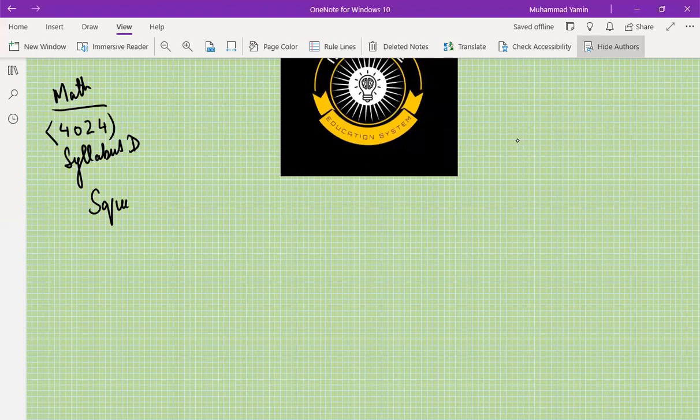related to the paper one topic: squares, square roots, cubes, and cube roots.